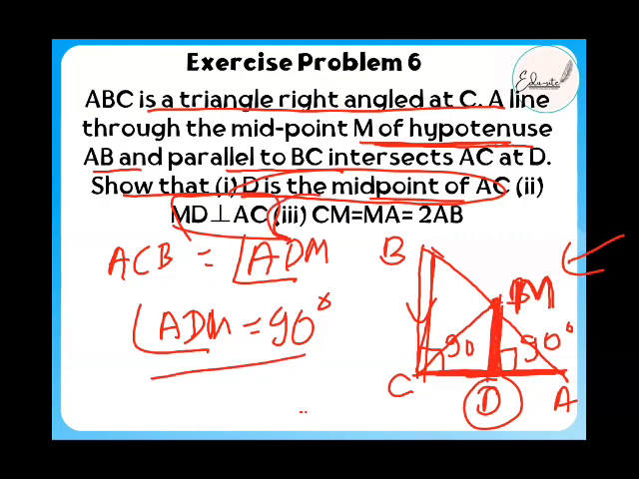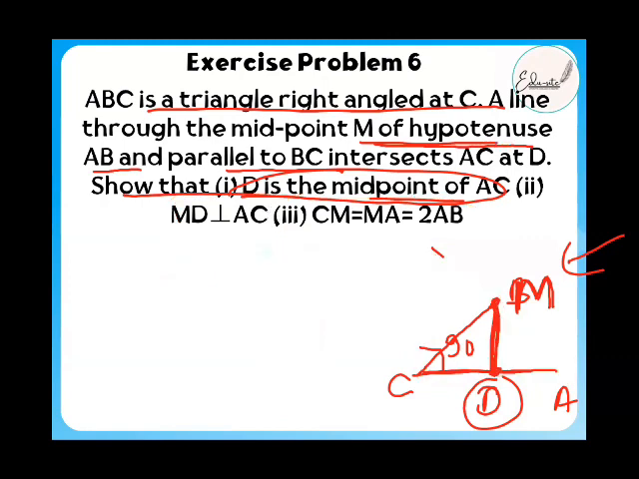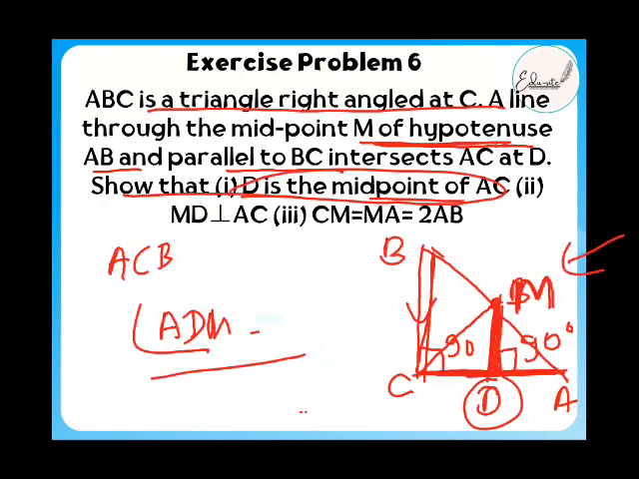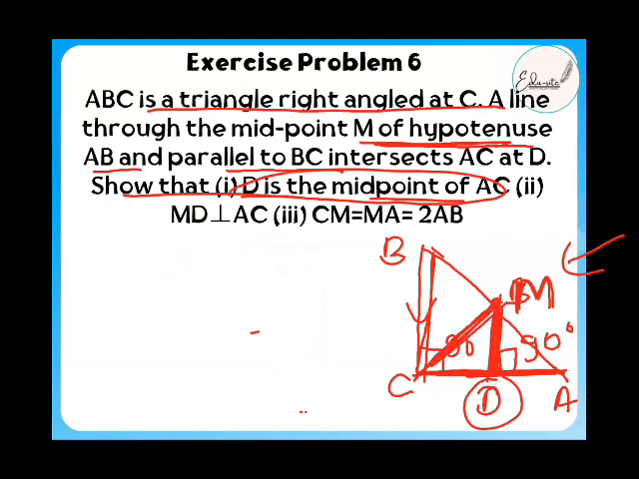The third thing is CM is equal to MA is equal to 2AB. How will you prove this? It is again the midpoint theorem. We have to show 2 times, just 2 times. CM is equal to MA is equal to 2 times the AB. How to prove this? Where is CM? CM is here. Is equal to MA is equal to 2 times the AB. How will you prove this, beta?